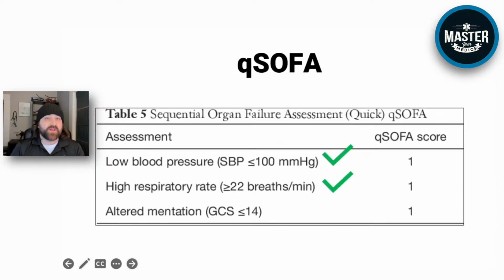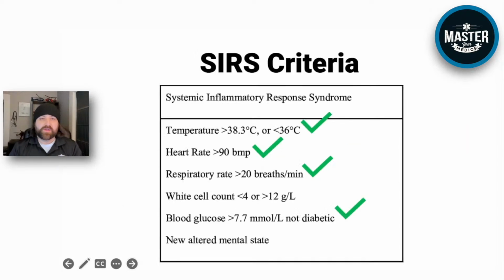So here's qSOFA. You need 2 points or greater to have a positive score, and Martha has a 2. So she is positive on the qSOFA score. And then here's SIRS, right? We need 2 of these also, and there it is, right? She has 4. Martha's obviously septic, and she's very sick, might I add.